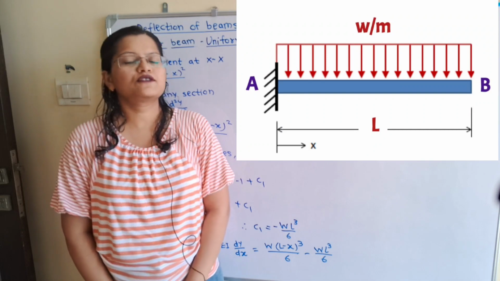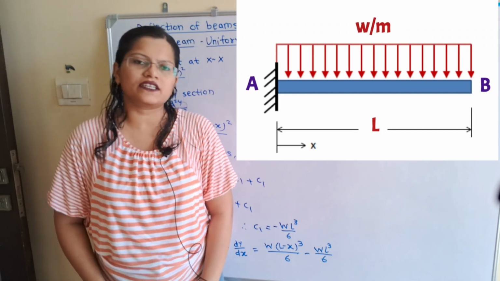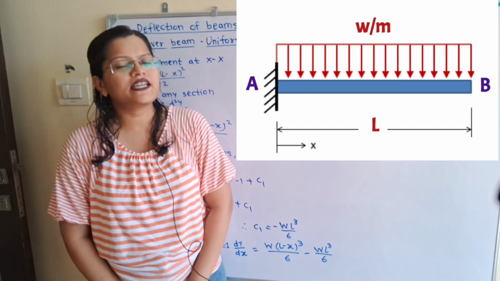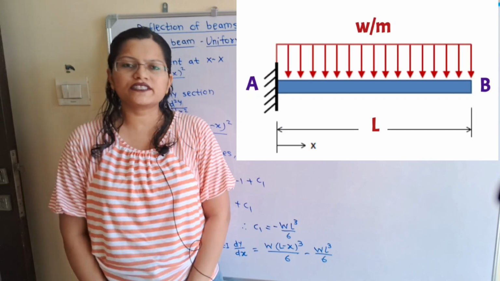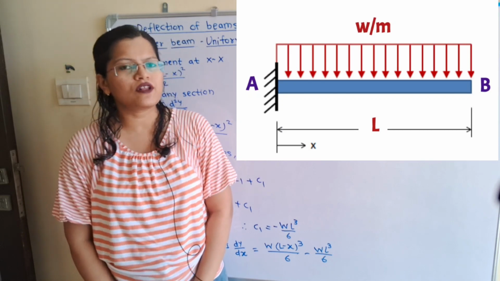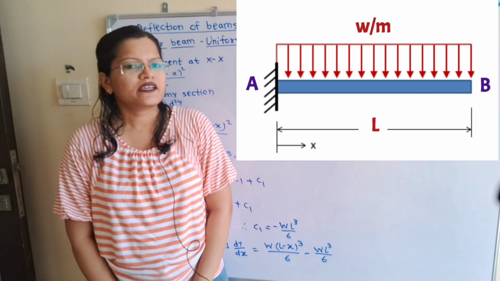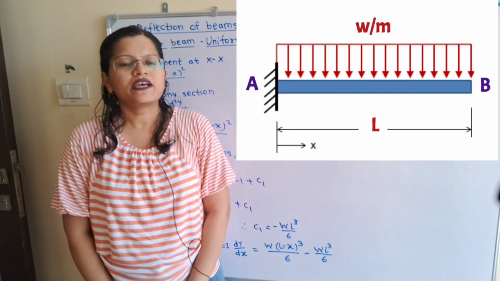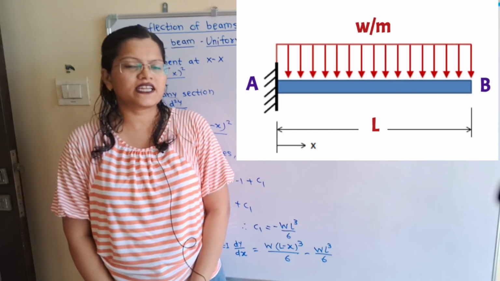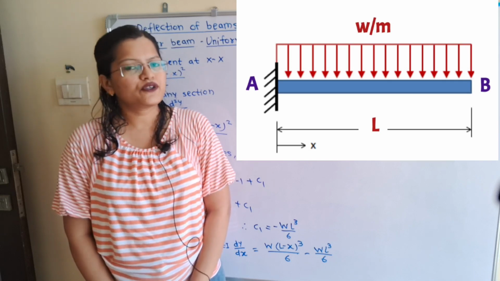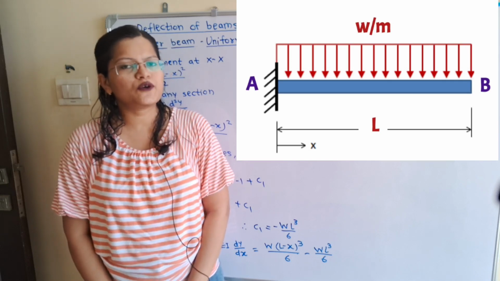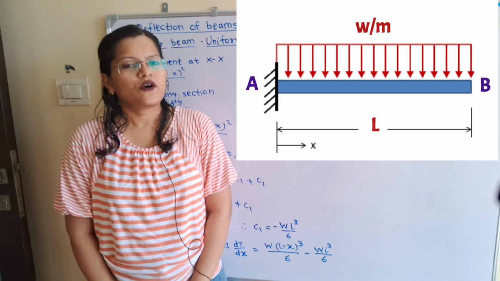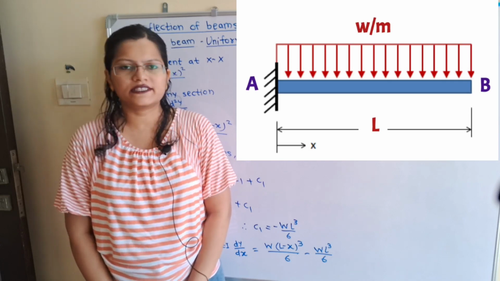We will find the slope equation and deflection equation in a cantilever beam carrying a uniformly distributed load over the whole span of length L. If we observe the diagram, the cantilever is fixed at end A and the uniformly distributed load W per meter is over the whole span of length L.